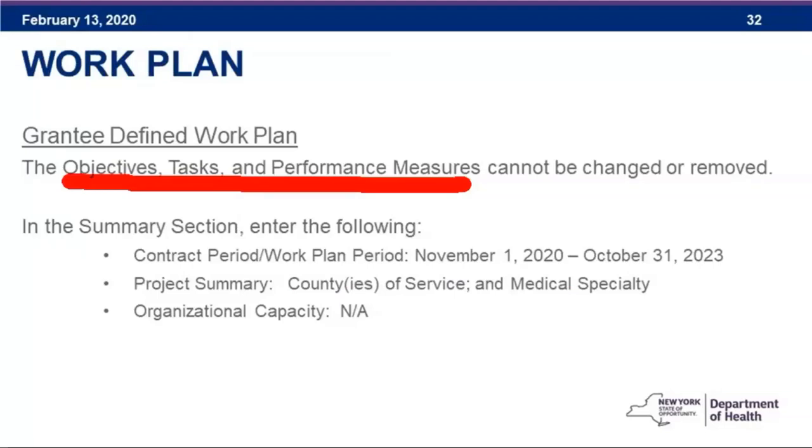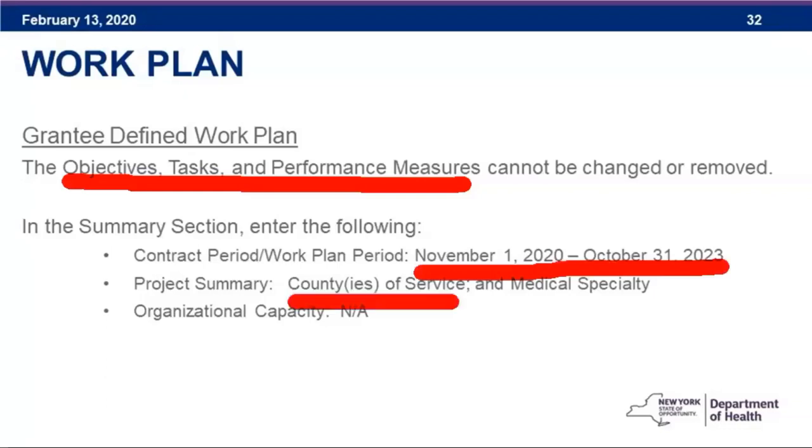In the summary section, we do need you to enter some information into that particular section. The information that you're going to enter is pretty standard. We're looking for the contract period, which again is the same for everyone. It's November 1st, 2020 to October 31st, 2023. In the project summary area, we're looking for, what are your counties of service? So we know where you're practicing, but what counties are you servicing within that practice? And also asking you to name the medical specialty that you're practicing.